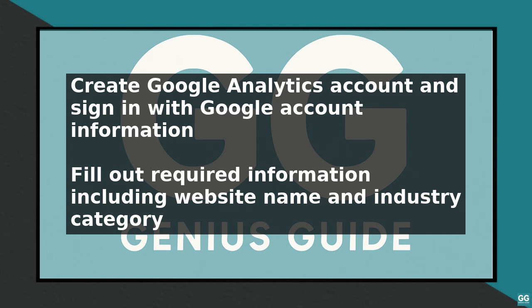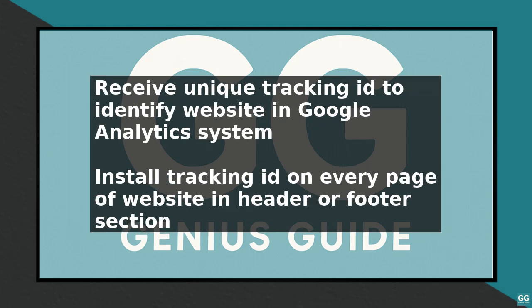This tracking ID should be installed on every page of your website, typically in the header or footer section. You can do this by copying and pasting the Google Analytics tracking code into your website's HTML.